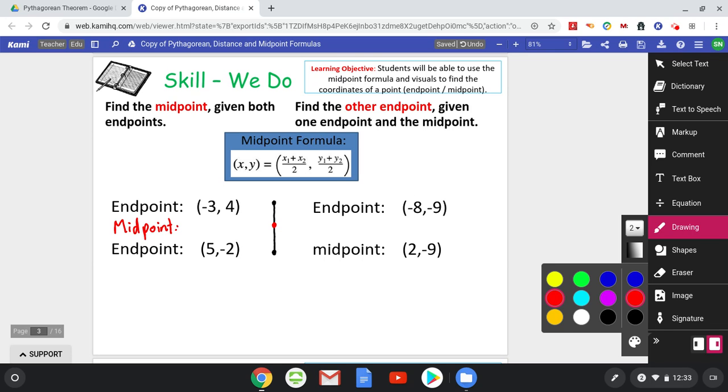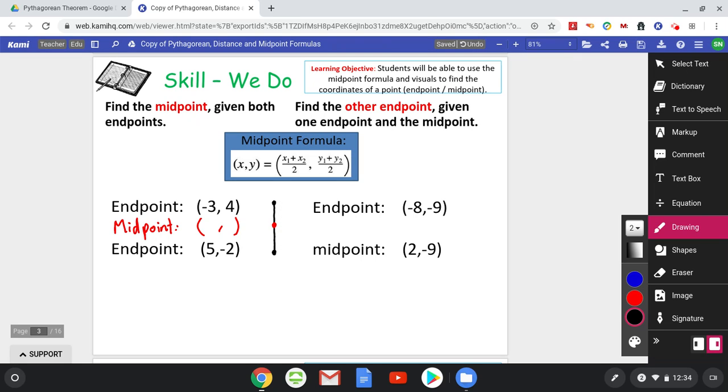Midpoint. In order to find the midpoint, we need to understand what the midpoint means. Midpoint is the point right in the middle of these two points. That means that the distance from the top point to the red point is the same as the distance from the red point to the bottom point. So if this is 10, this would be 10. If this is 6, this would be 6, and so on. They're exactly the same because the point is in the middle.